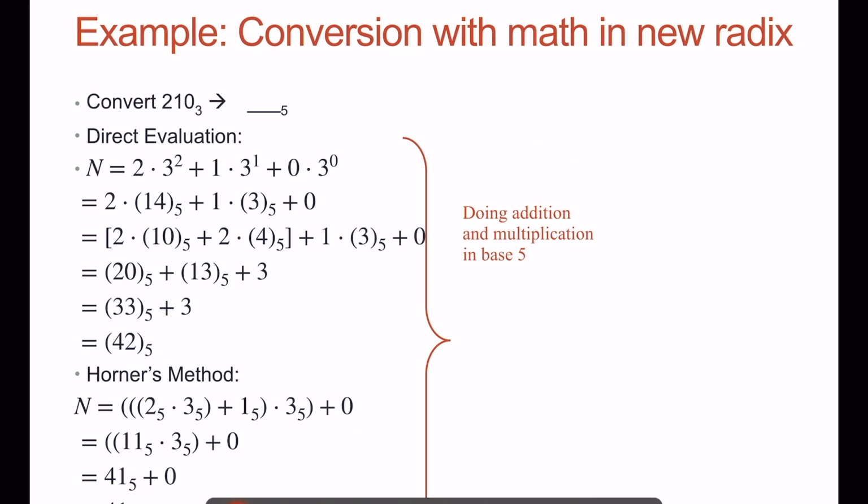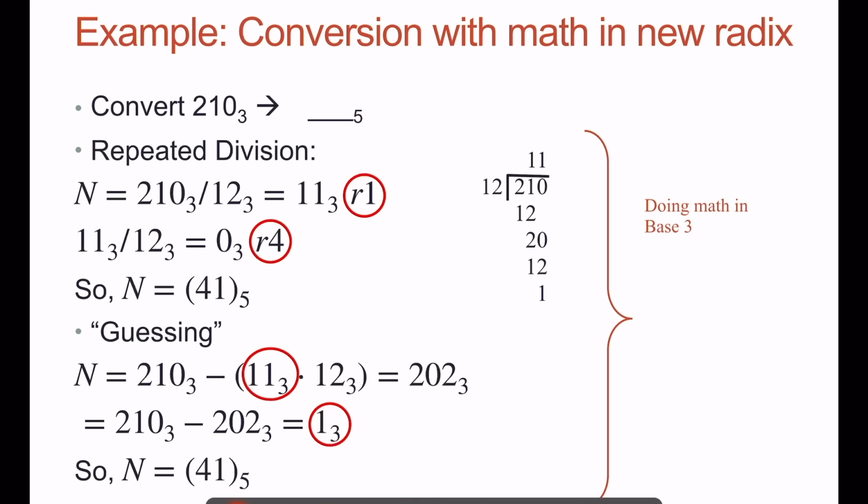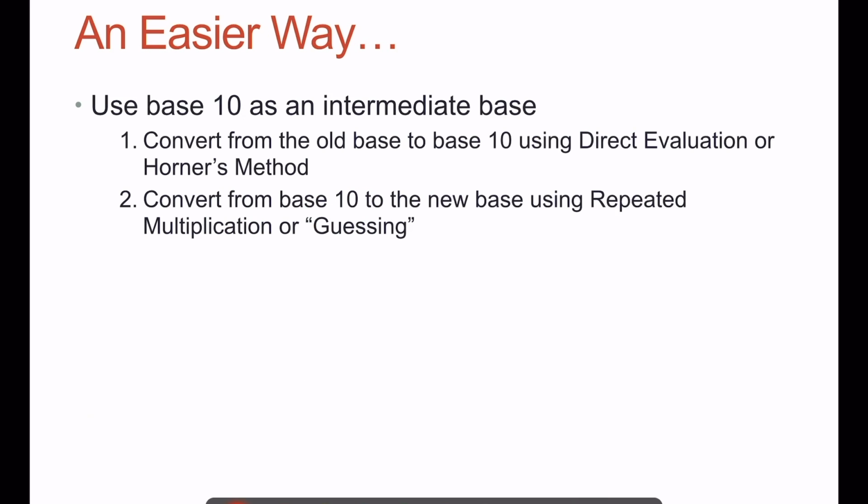Okay, you could do the conversion with the math in the new radix. I've shown it here, showing the math in base 5. I don't like doing the math in base 5, so I'll just leave it there in case you want to do something and you're really bored. Okay, you can also do other repeated division with the math in the other radix. Feel free to give it a shot.